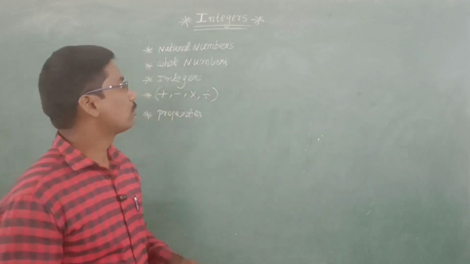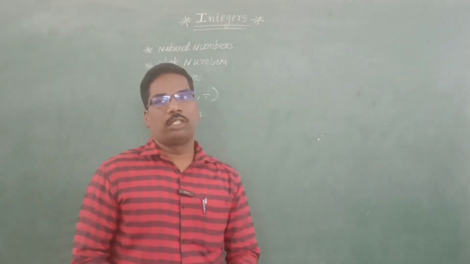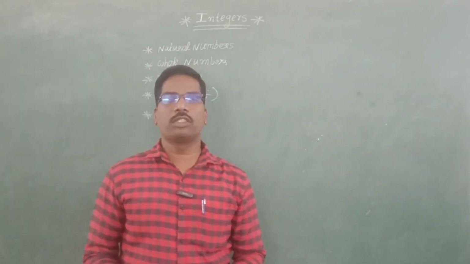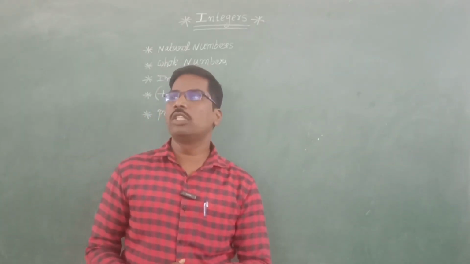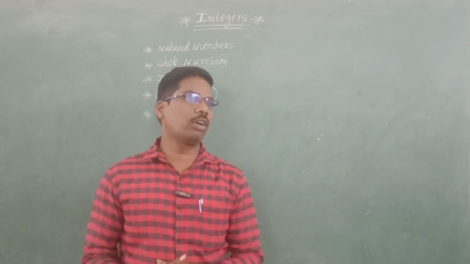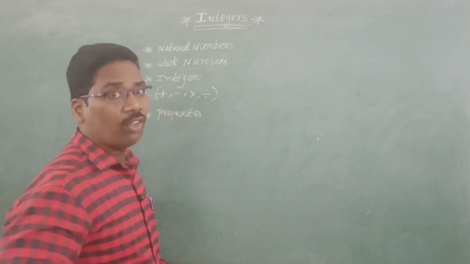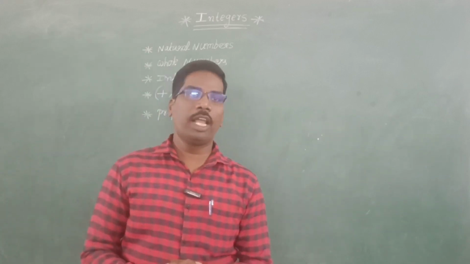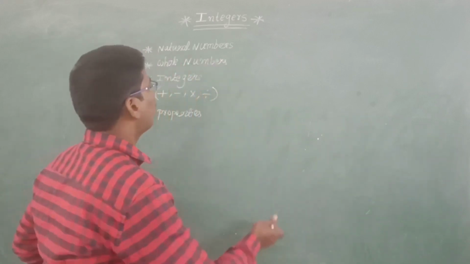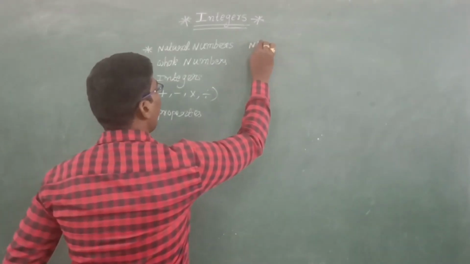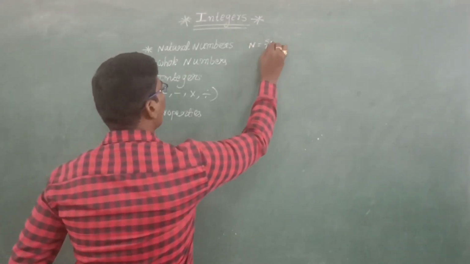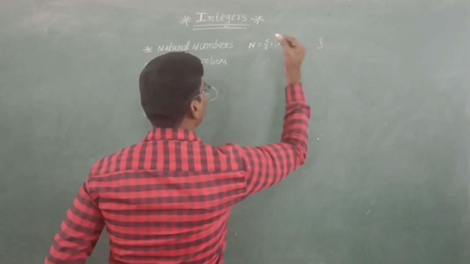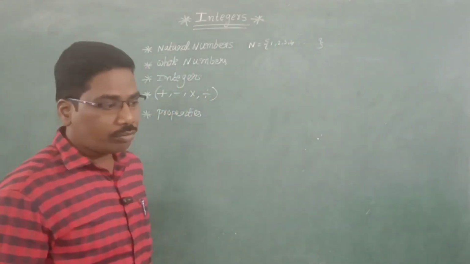Let us see natural numbers. Generally we are counting numbers, and the counting numbers are called natural numbers: 1, 2, 3, 4. Naturally we are counting these numbers, so they are called natural numbers, and they are denoted with N. N is equal to the set of 1, 2, 3, 4, and so on.